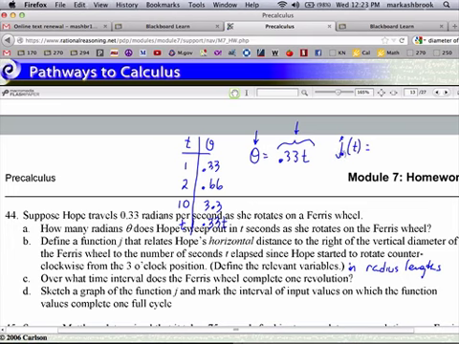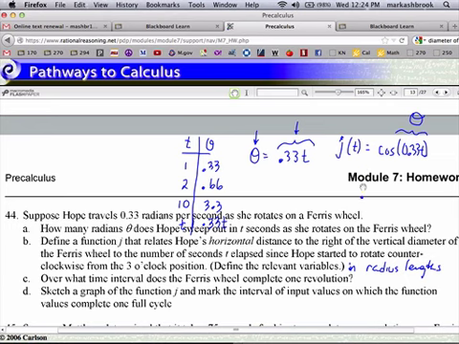So what would j of t be? We want the horizontal distance to the right of the vertical diameter. What would we use? That'd be cosine. The input in the cosine has to be theta. So theta, we know in terms of t, is 0.33 t. Without knowing the radius, we can just stop right there, and the output of our function will be in radius lengths, like 0.6 or negative 0.4 or 0.2. It'll tell us what fraction of the radius she is to the left or right of the vertical diameter.